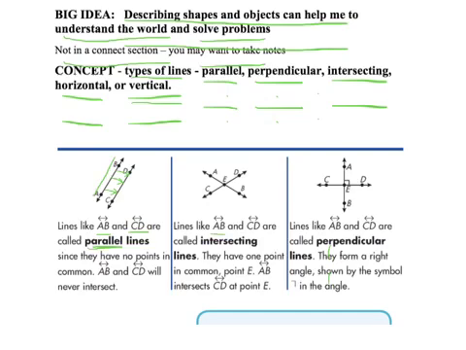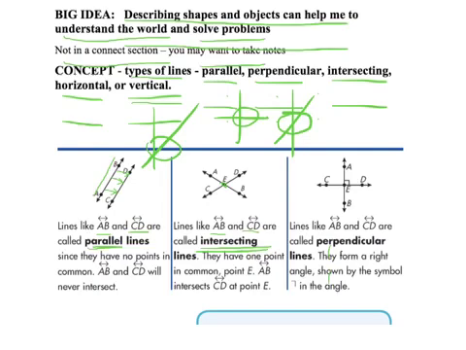Here we have line AB and CD, and they are intersecting lines. They have one point where they intersect, and it could be up and down intersect, it could be crossways intersect, it could be intersect like that. It doesn't matter how they intersect as long as they have one point where they cross. That's called an intersecting line.